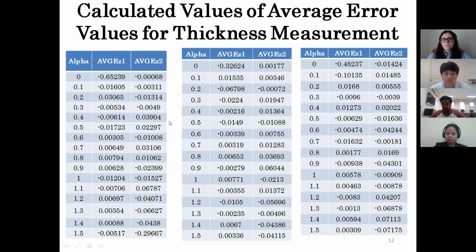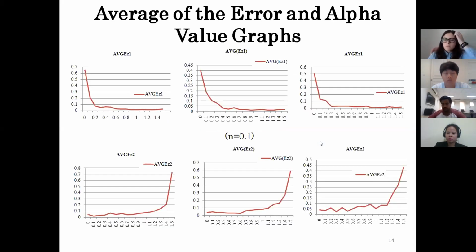And then the calculated values for average error value for thickness measurement by using the alpha value 0 to pi by 2 with the interval of 0.1. We can get the average error Z1 value and average error Z2 value. Average error Z1 ranges from 0.001 to 0.6, and average error Z2 ranges from 0.000 to 0.06. And other results are the average of the error and alpha graph values.